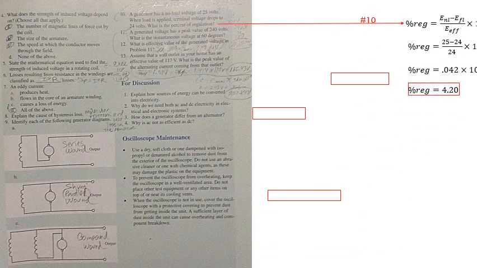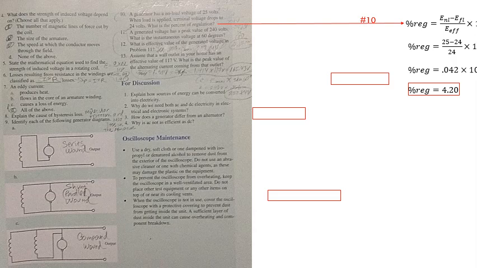For this, we use the formula on the screen, where the percentage of regulation equals the voltage no load minus the voltage full load, divided by the voltage full load, and that is multiplied by 100 for the percentage. In this case it is 25 minus 24, divided by 24, times 100, which is 0.042 times 100, which is 4.2%. That is the answer for number 10.